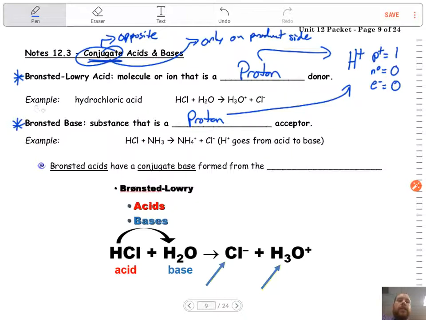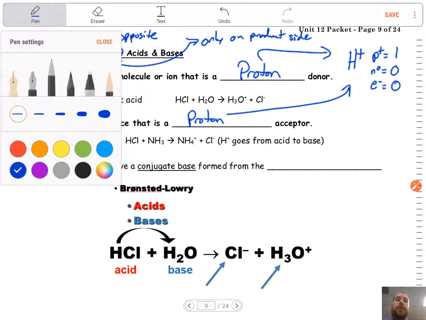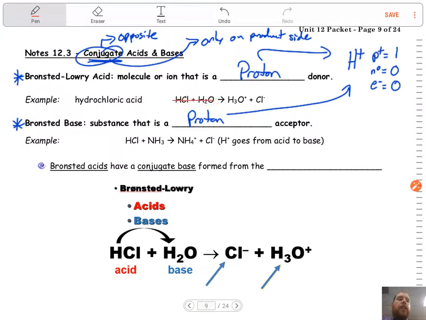So if we take a look here at this example, hydrochloric acid, HCl. The first thing you're going to want to do is pair up the pieces that look alike. So if you split up your reaction, reactants and products, I'm going to draw a bracket from HCl to Cl because their formulas are pretty much the same, and then H2O to H3O. So those are the pairs here. You're going to have to identify conjugate pairs within this.